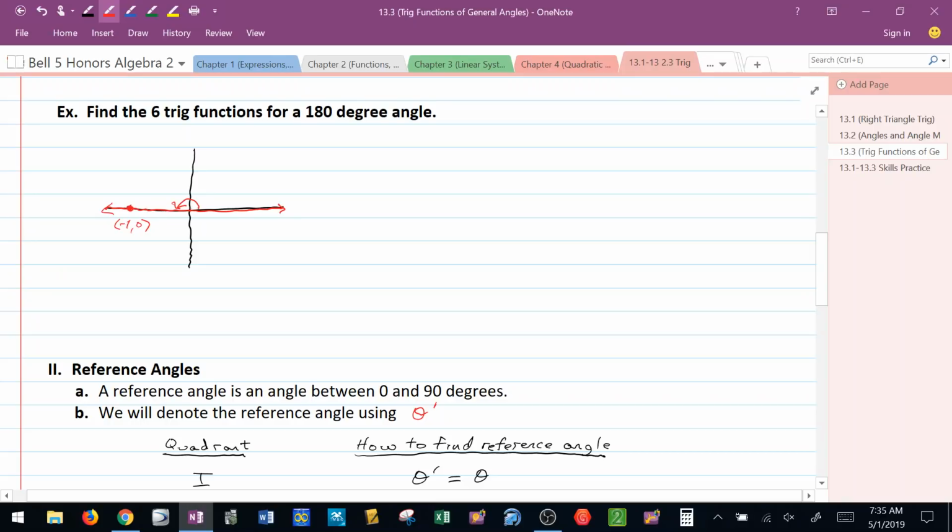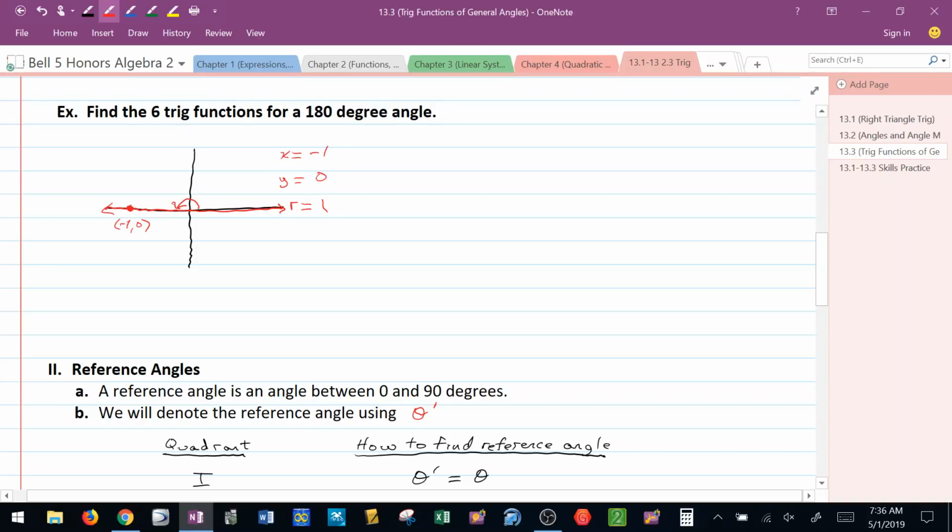Now, let's think about what my x, my y, and my r are here. What are they at this position right here? This may be a little bit tricky, but the x value at that position, going from the origin to that point, is negative 1. The y value is 0. What would the radius be? Well, we know that this radius is the same as the x magnitude, so the radius is going to be 1.